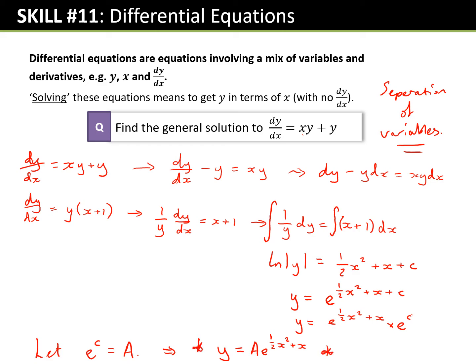Okay, so overall we need to separate the variables. So get all of the y's to the left hand side, get all of the x's to the right. That includes the dy and the dx. Then once you've done that, you need to integrate both sides and try to get y equals. Okay, and a little recap at the start here, do not add or subtract, only use factorising, expanding brackets, multiplying and dividing.